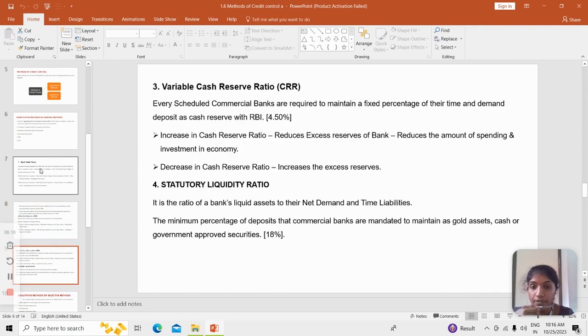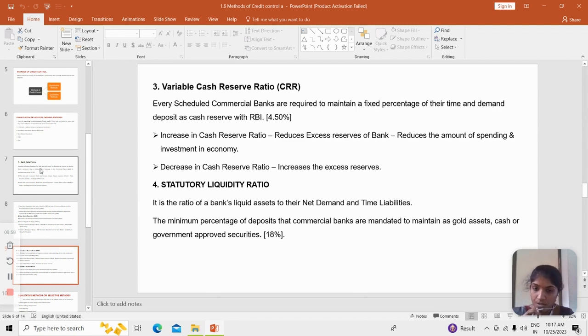Moving on to the third one, variable cash reserve ratio. The name itself depicts that the cash reserve ratio will vary. For every scheduled commercial bank, there is a fixed percentage of their time and demand deposit that they are required to maintain as a cash reserve with the RBI. Currently, it is 4.50%. But there are also two situations that will arise. If there is an increase in the cash reserve ratio, it will reduce the excess reserve with the bank, and if there is a decrease in the cash reserve ratio, it will increase the reserve that will be kept in the commercial and other financial institutions.